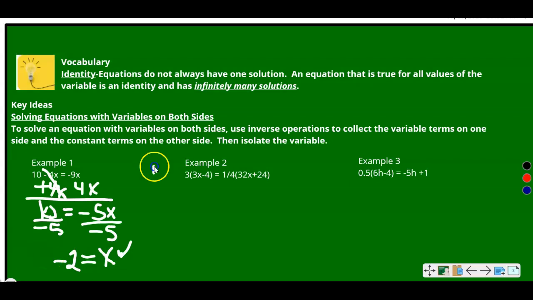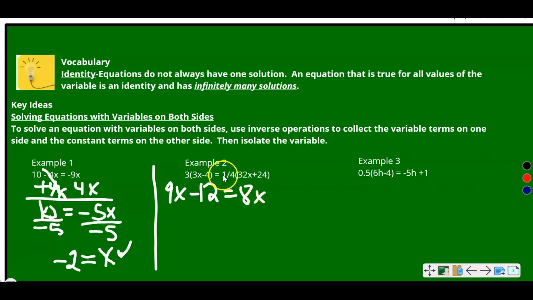All right, looking at example 2. Here we have parentheses so that we know that we're going to have to use distributive property as well. So let's go ahead and distribute first. So 3 times 3x is 9x. And then 3 times negative 4 is negative 12. And then we have 1/4 of 32x. 32 divided by 4 is the same thing as 1/4 times 32x. So 32 divided by 4 is 8x.